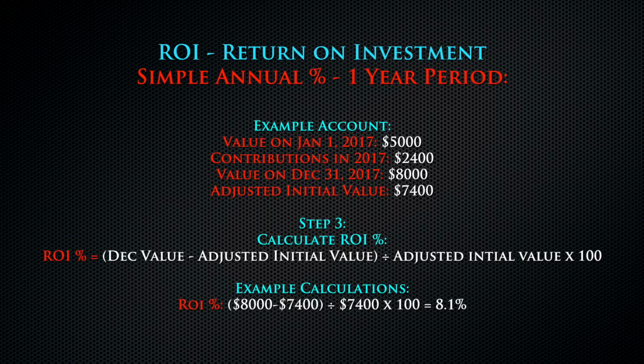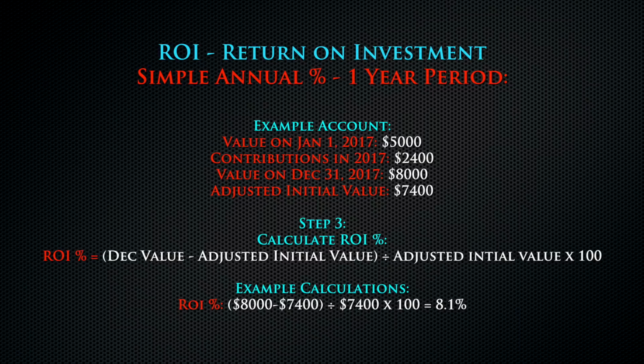After we've written down the adjusted initial value, it's really easy to calculate the ROI. Using our calculator, we enter the December value, in this case, $8,000. We then subtract the adjusted initial value, which is $7,400. We hit enter on our calculator, giving us $600. And we divide this $600 by the adjusted initial value of $7,400, times this by 100, and we're left with the result of 8.1.